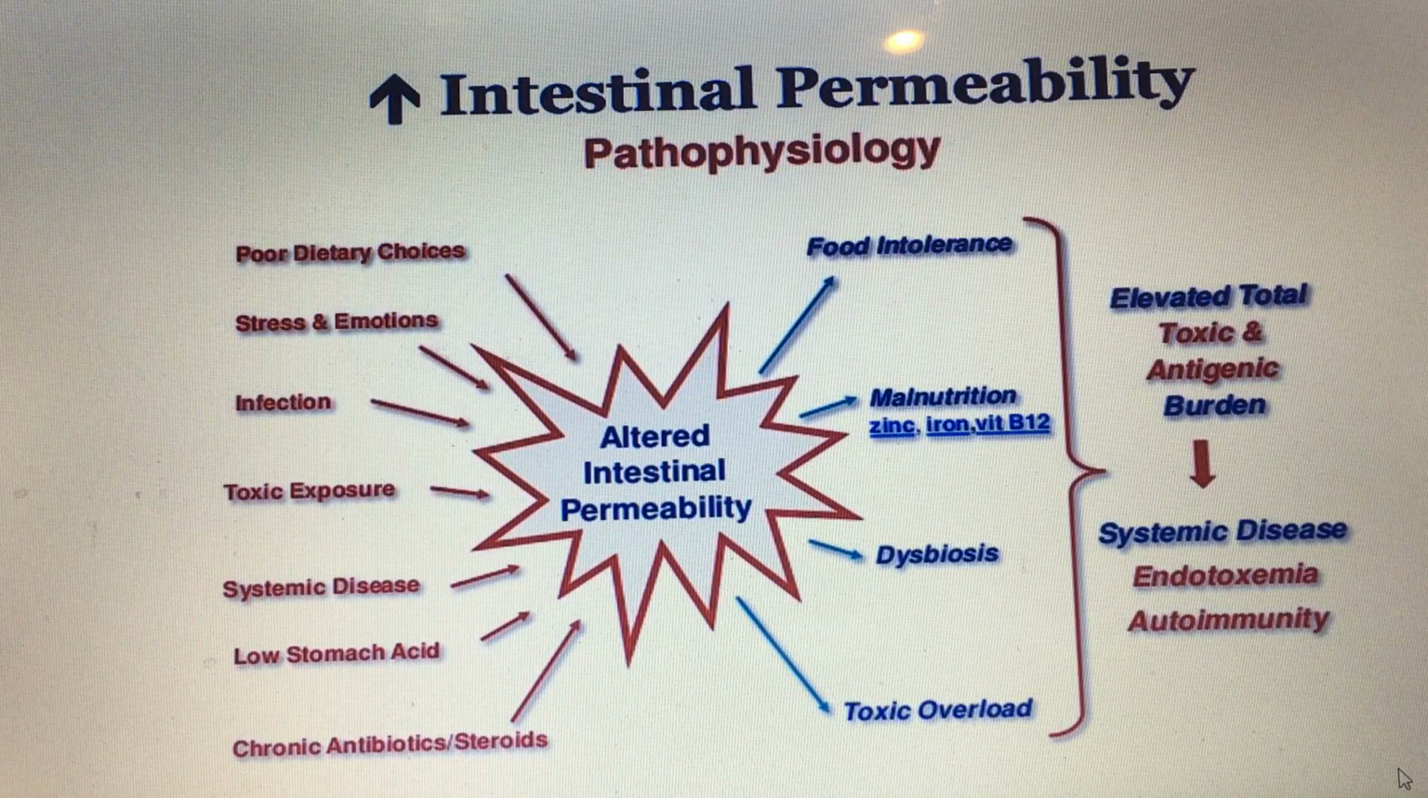And that altered intestinal permeability is caused by the things on the left here: poor dietary choices, stress, infection, toxic exposure, disease, low stomach acid, and then it will cause the things on the right side here.